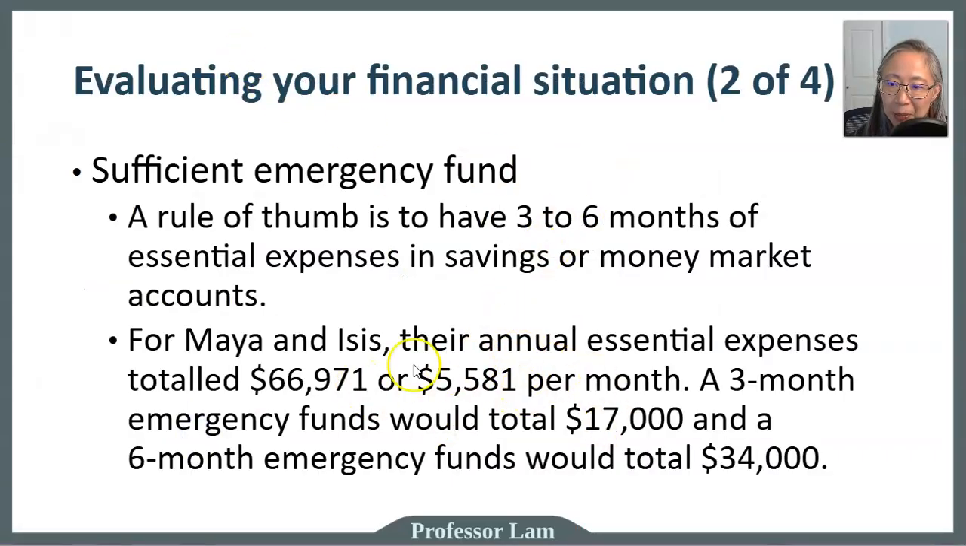So if we multiply this by 3, so 3 to 6 months, 3 times $5,500 is around $17,000. And if you multiply this by 6, it's about $34,000. So for Maya and ISIS, they should aim for an emergency fund somewhere between $17,000 and $34,000. That is one way you can use your financial statements that you created to help you determine how much emergency fund you should have on hand.